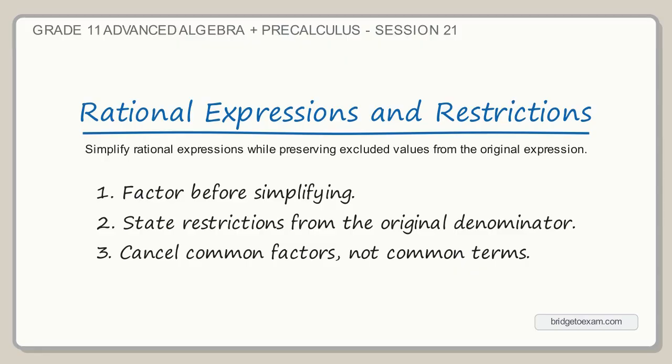By the end, you should be able to do these three things. 1. Factor before simplifying. 2. State restrictions from the original denominator. 3. Cancel common factors, not common terms.